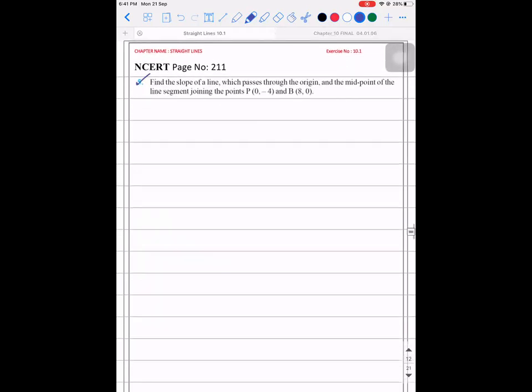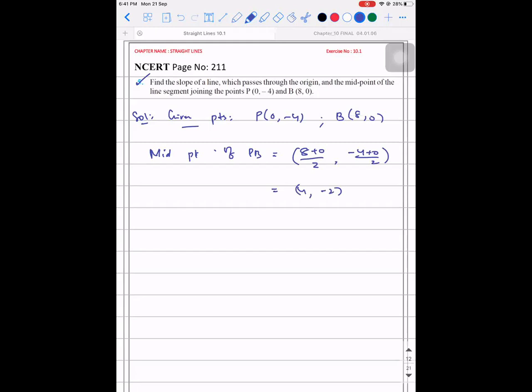Find the slope of a line which passes through the origin and the midpoint of the line segment joining P and D. So, given points, what are they? P (0, minus 4), D (8, 0). So the midpoint of PD will be (8 plus 0 by 2, minus 4 plus 0 by 2). Accepted? So it is (4, minus 2).